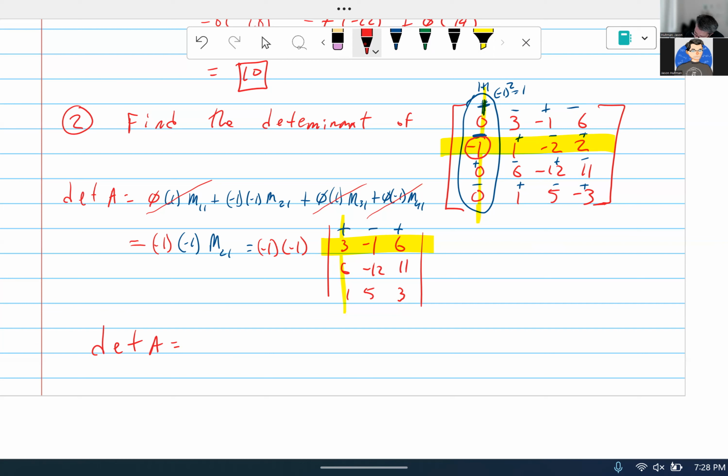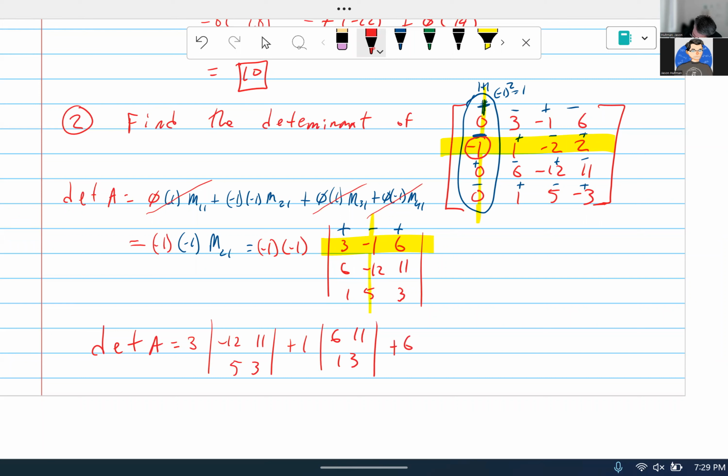I just want to teach you this is how it's done. So we're going to take the positive of 3, which is 3, and then find the determinant of -12, 11, 5, and 3. Then we're going to take the negative of a -1, that's positive 1. Then we cross off the row and column that -1 is in, and that gives me a determinant 6, 11, 1, and 3. And then I'm going to do a positive of 6.